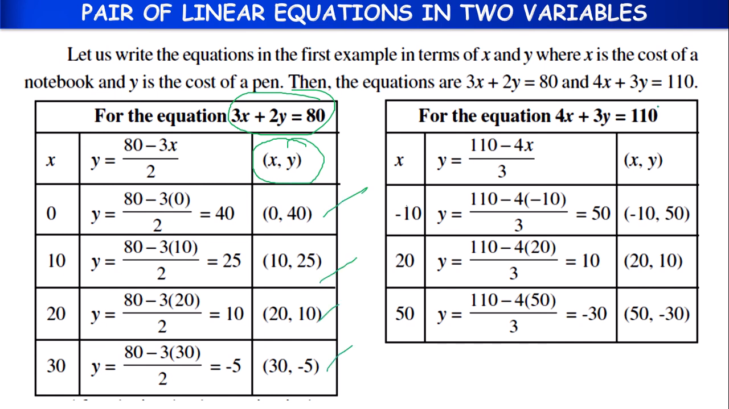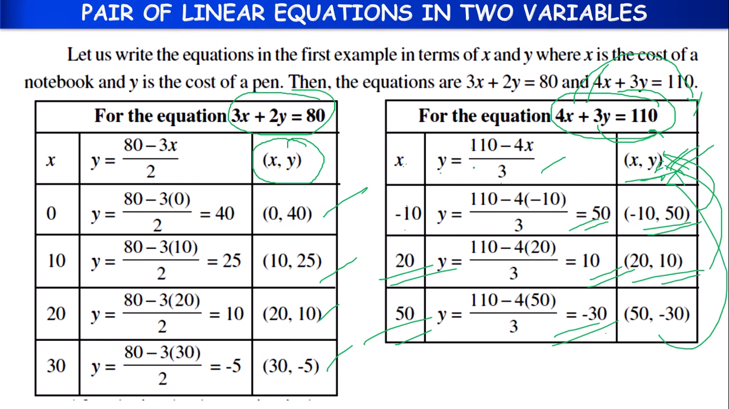In the same way, for the second equation also, let's find the possible pairs of solutions (x, y). The 4x will go to this side, so 110 minus 4x, and this 3 will come to this side: y equals (110 minus 4x) by 3. If x is minus 10, y is 50, so (-10, 50) is one solution pair. If x is 20, y is 10, (20, 10) is another pair. If x is 50, y is minus 30, (50, -30) is another pair. We have got some pairs.